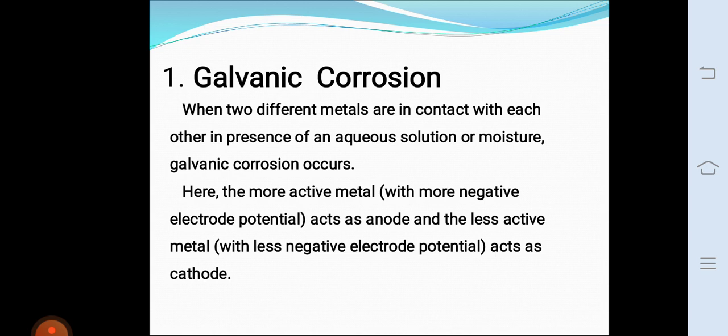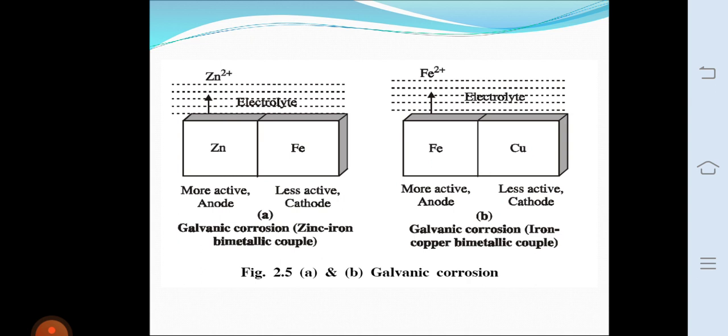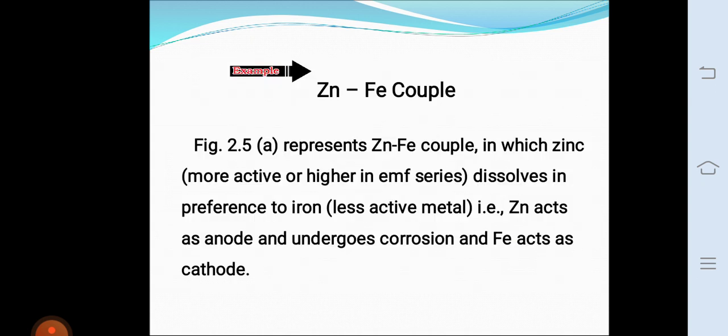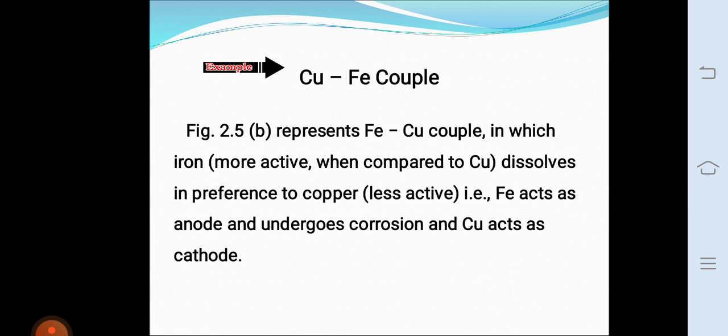The two examples are shown in the figure. The first couple is zinc and iron, and the second one is iron and copper. In the zinc-iron couple, zinc, the more active metal, dissolves in preference to iron. Zinc acts as anode and undergoes corrosion, and Fe acts as cathode. In the Cu-Fe couple, iron dissolves in the presence of copper, that means iron acts as anode and undergoes corrosion, and copper acts as cathode. It prevents corrosion.